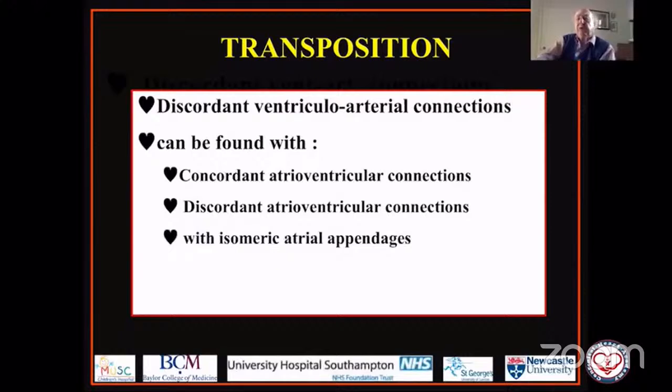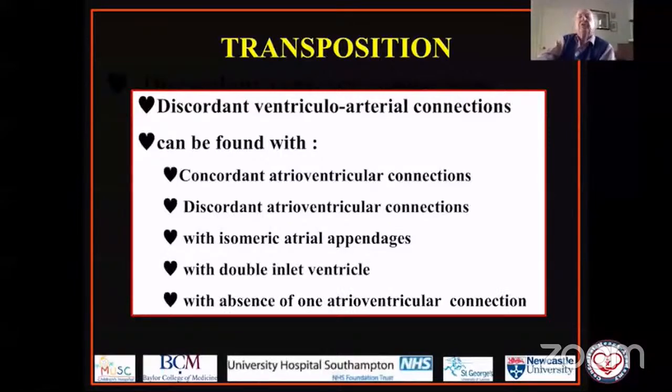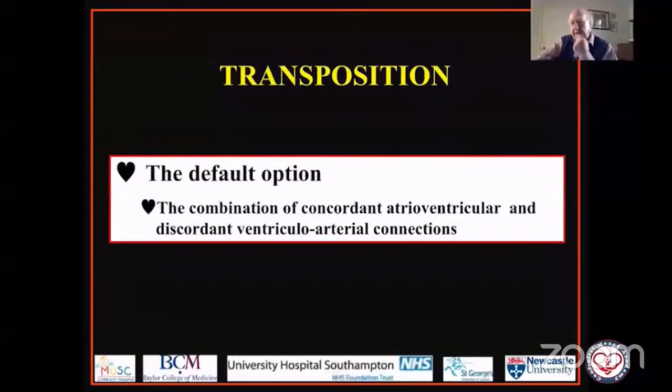We then have mixed atrioventricular connections, but the problems relate to the abnormal venoatrial connections. And we've discussed that oftentimes you have discordant ventricular arterial connections when you have double inlet ventricle. Indeed, that is the most frequent combination in the setting of double inlet left ventricle. And we can also have discordant ventricular arterial connections when we have absence of one atrioventricular connection, particularly when we have tricuspid atresia.